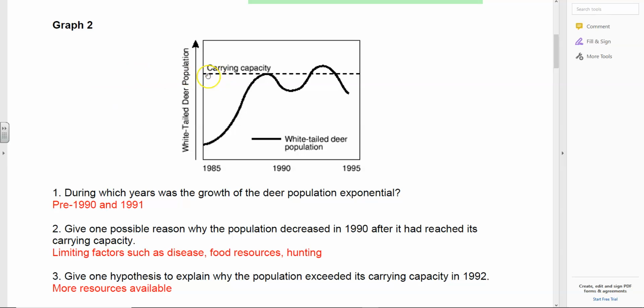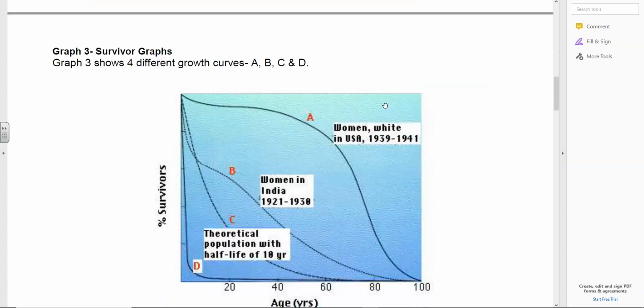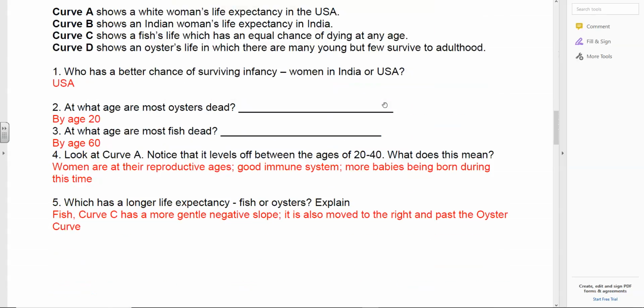Carrying capacity, like I said, is how much the ecosystem can support as far as population goes. And so ecologists can use this to see the health of the ecosystem and know what's a healthy population of white-tailed deer or some other type of animal. So graphs like this tell us the carrying capacity for the ecosystem, exactly what it says. I'm going to skip survival graphs right now.